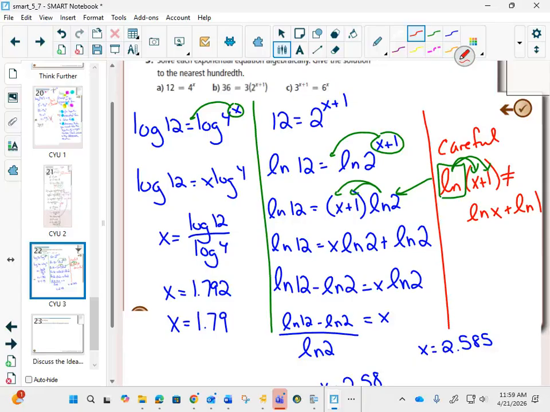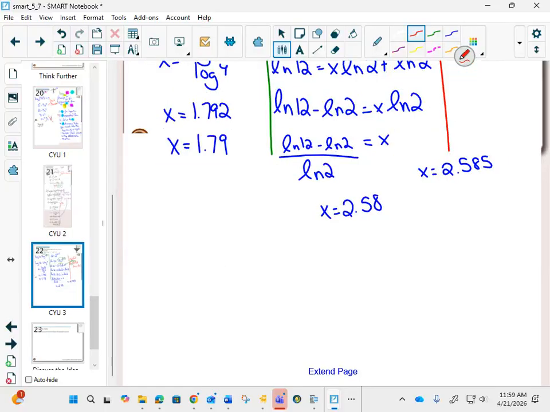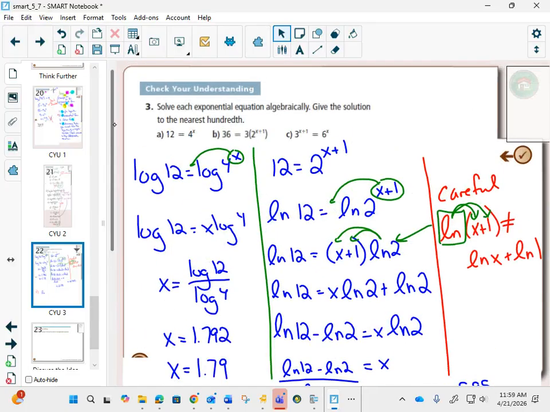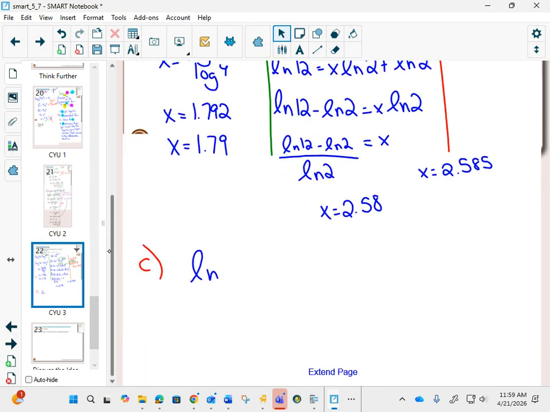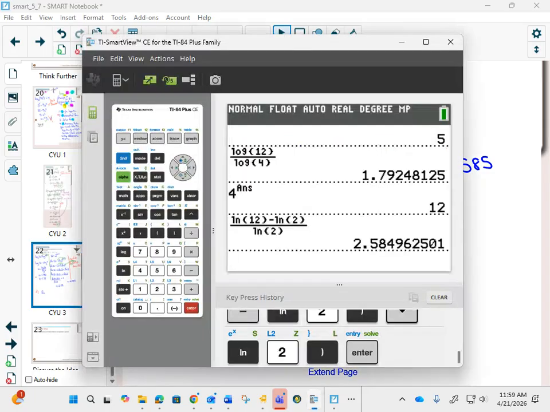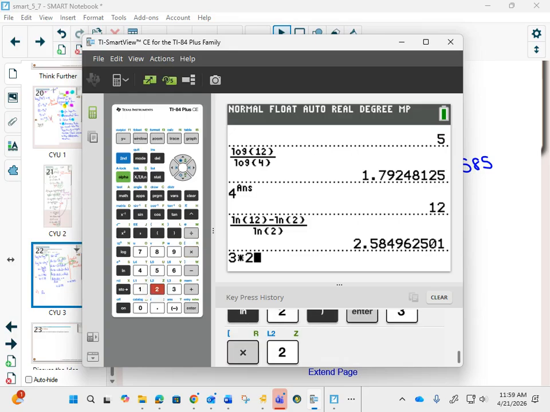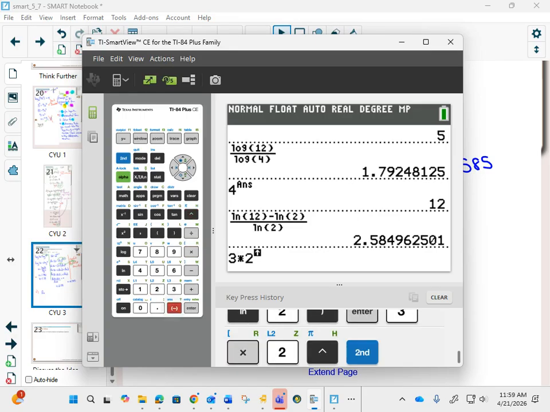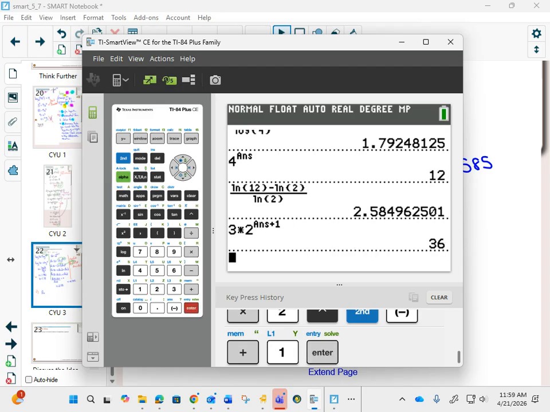Oh wait, we are not going to get to the extra notes. But we can start part C because it's a good one to remember. We'll take the natural log of both sides. I'm just curious. Did I get the last one right? 3 times 2 to the x plus 1. Go back to my calculator. 3 times 2 to the exponent of that answer plus 1. It's 36. Yes! I got it right.